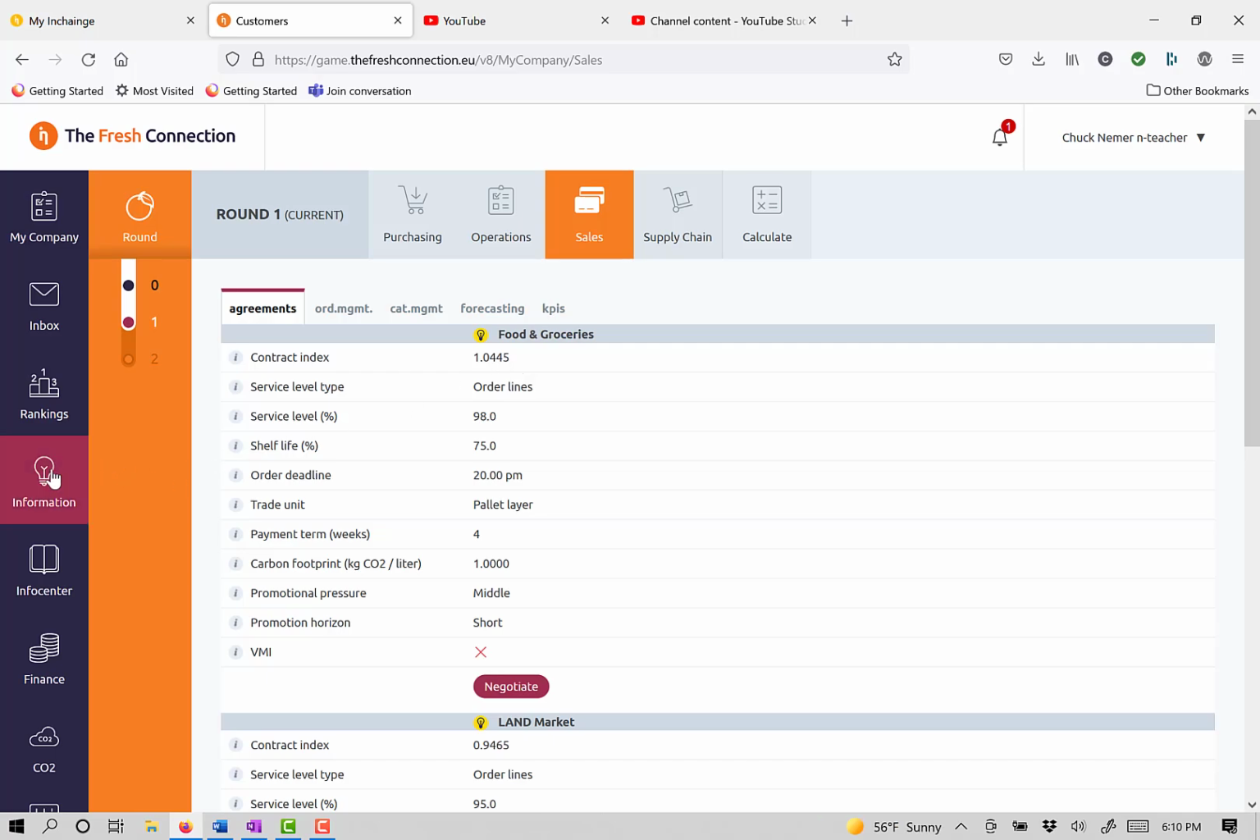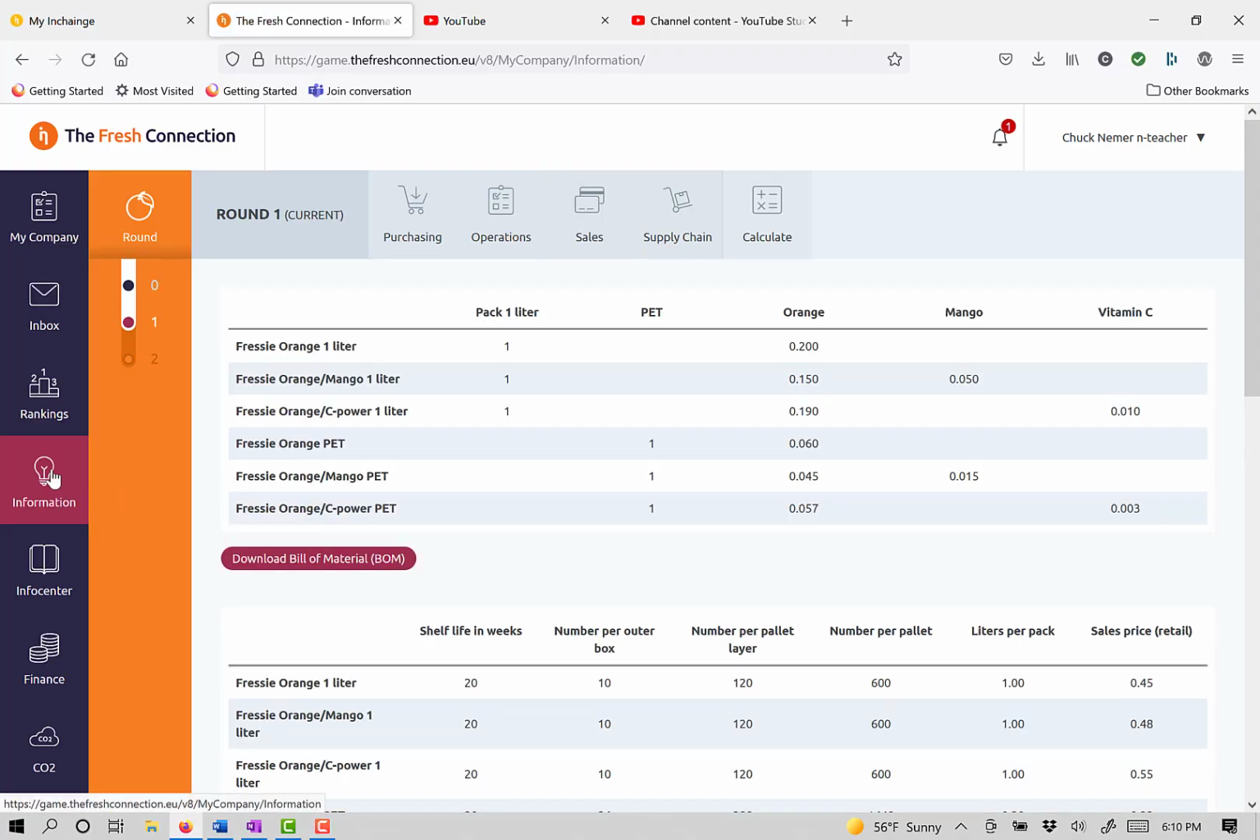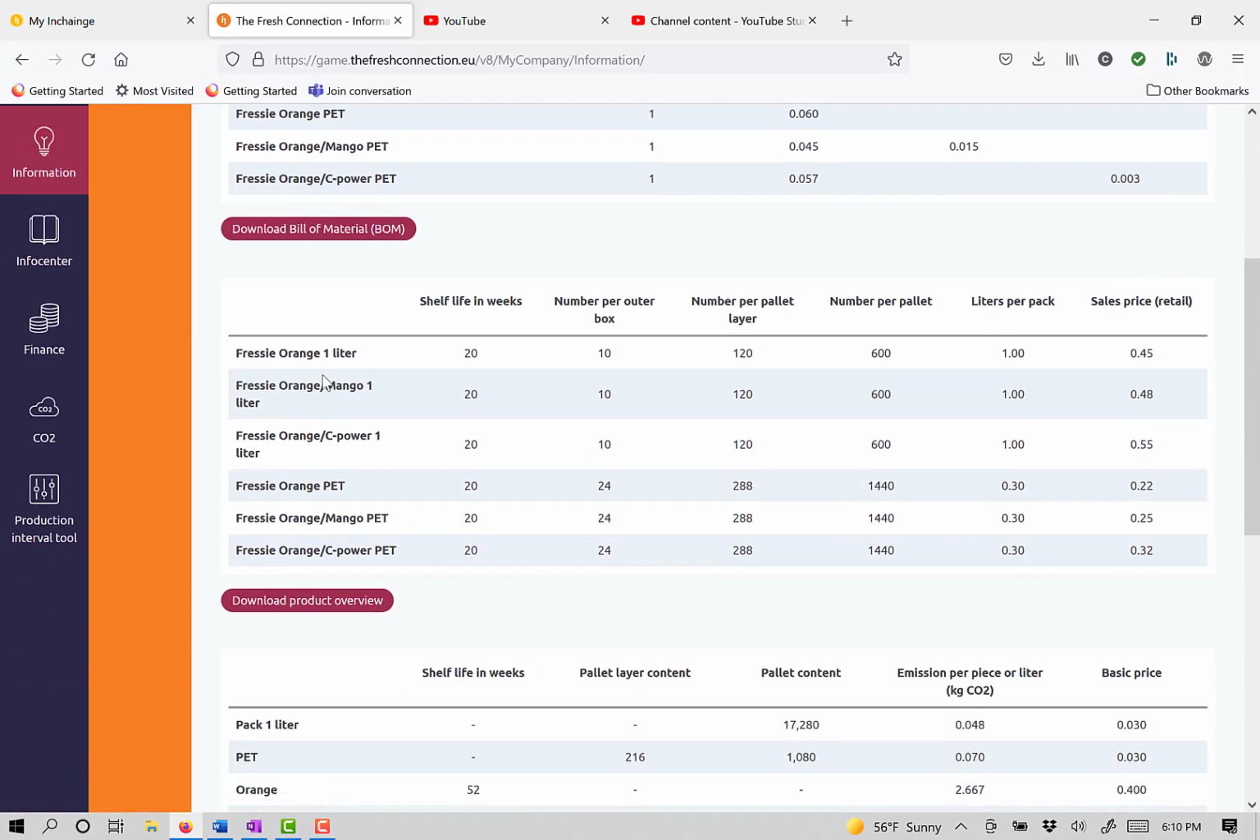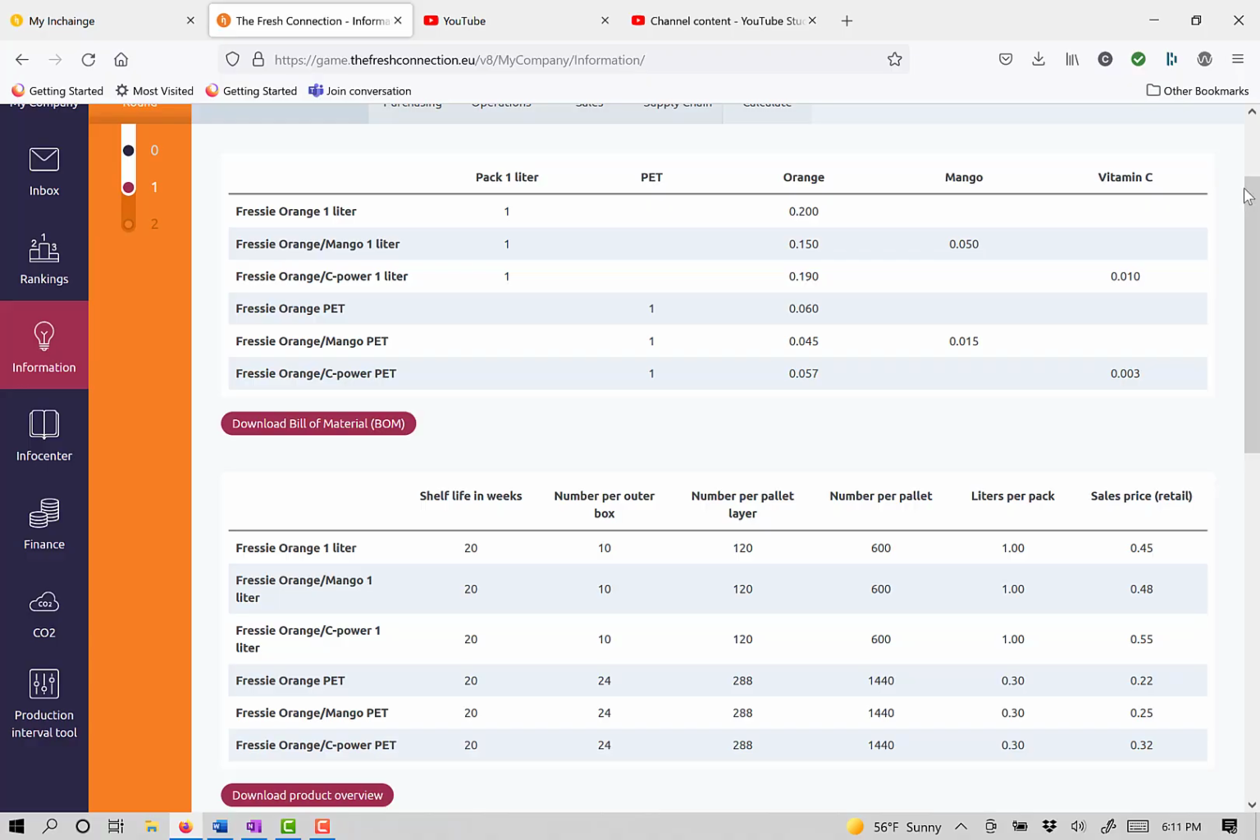And if we go over to the information tab and click on that, we'll show you what we're talking about. So if we scroll down to the second table, you'll see here we've got 6 products where my cursor is going up and down. And on the very right side is the sales price at retail that we're selling to the 3 grocery stores at. I call this a base price. It's a price that does not change. You can't renegotiate that. Okay, but how you make promises to the customer is going to change that contract index.